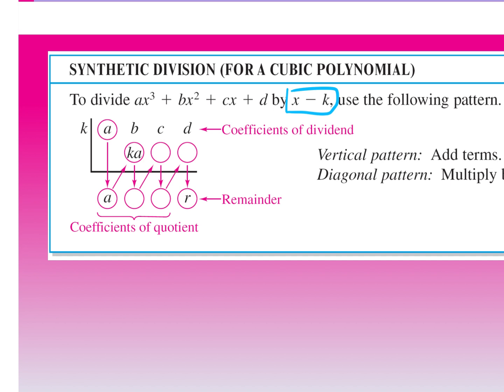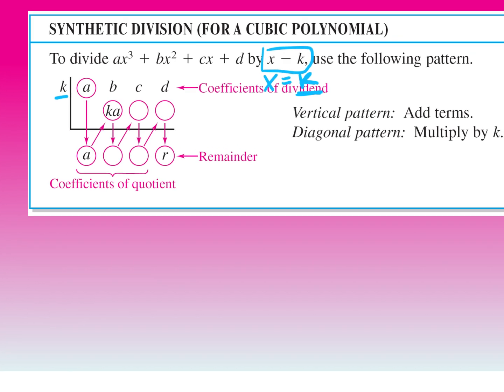So if we had x minus k, what would x equal here? For x minus k, what would x equal? K. If I set it equal to 0, x would equal k. So k is going to go outside. If I had something like x minus 2, and I was doing synthetic division, 2 would go outside, whatever x is equal to. So you would always want to change the sign when it's written as a binomial as x plus or x minus.